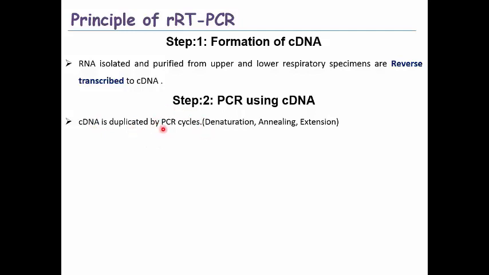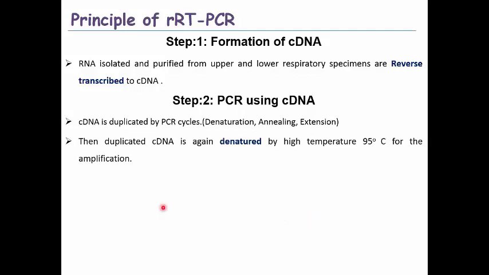PCR consists of 3 steps. First is the denaturation, then annealing, that is the binding of the probe and primers, and then extension for the synthesis of the new strand. So cDNA is first duplicated by the PCR cycle. Again this cycle will be repeated. I am just describing this cycle in detail. This duplicated cDNA is again denatured, that is the first step of the PCR, and denaturation is carried out by high temperature, almost 95 degrees Celsius.